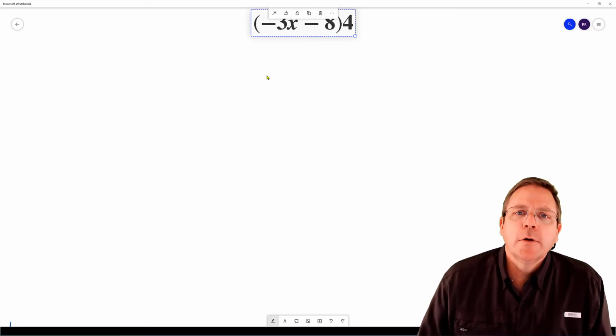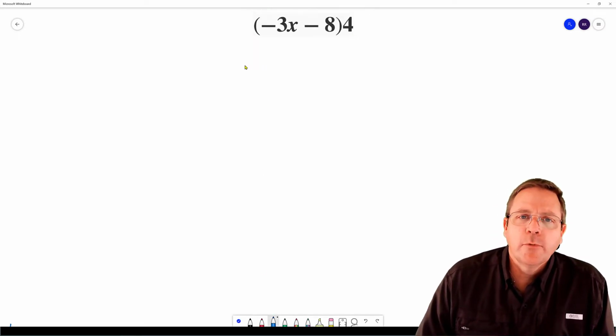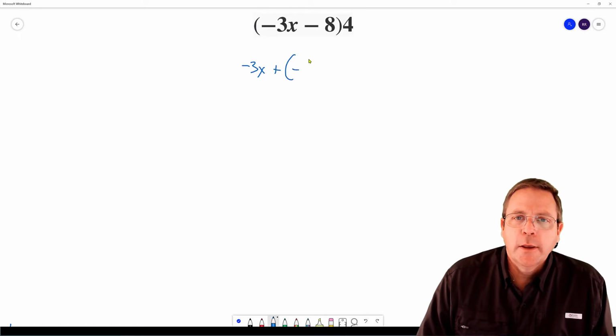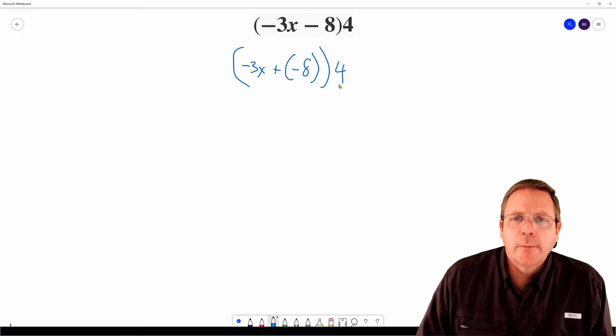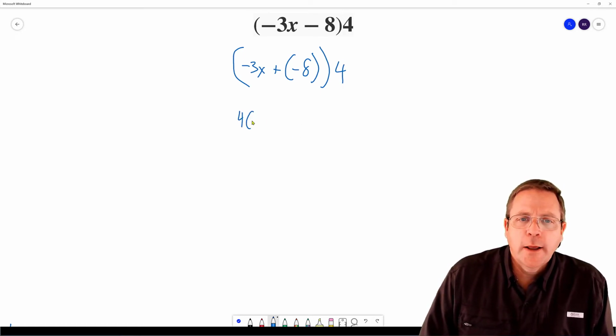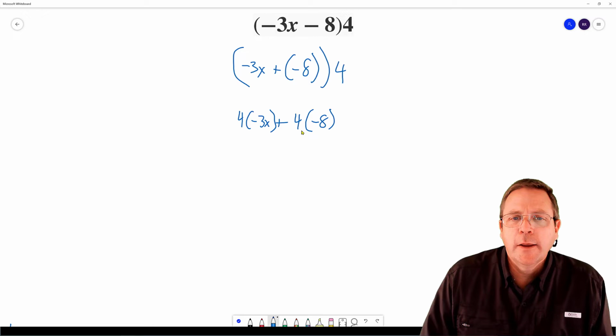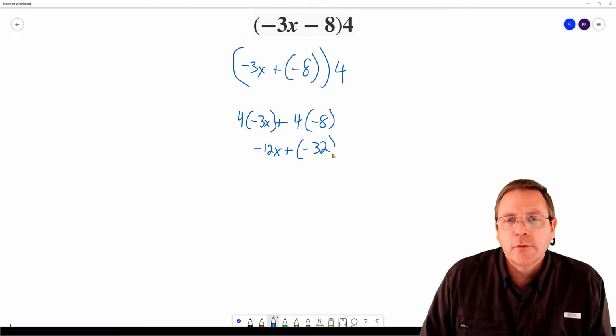Let's see what I'm going to do. I'm going to start off by making my pretty problem ugly. Negative 3x plus a negative 8 all times 4. Then I'm going to use the distributive property. So I'm going to do 4 times a negative 3x plus 4 times my negative 8. 4 times negative 3, that's going to give negative 12x plus 4 times negative 8, that's negative 32.